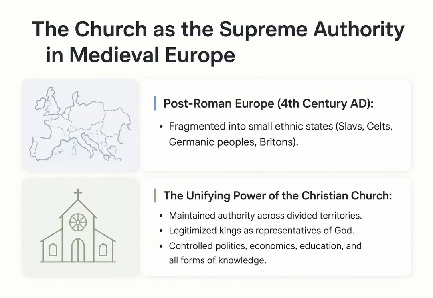When the Roman Empire disintegrated in the 4th century AD, Europe shattered into numerous small, fragmented ethnic states: the Slavs, Celts, Germanic peoples, and Britons. But despite this political fragmentation, one institution maintained absolute authority across the continent: the Christian Church. Because there were no massive, powerful states left, the Church filled the power vacuum. Just as priests in ancient India or Muslim clerics would legitimize kings by declaring them divine representatives, the Church in Europe decided which kings were legitimate. Consequently, the Church controlled politics, economics, and, most importantly, all forms of knowledge and education.